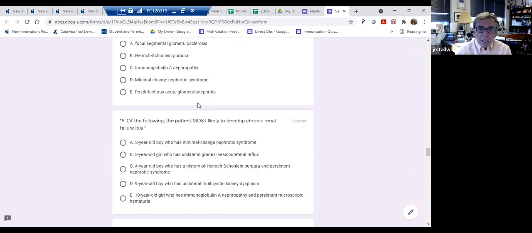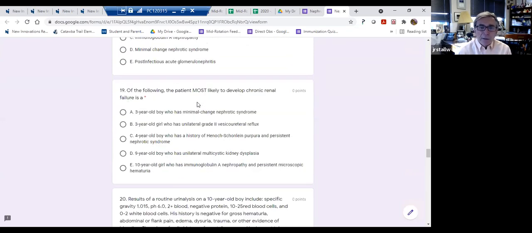19. Of the following, the patient most likely to develop chronic renal failure. Well, this is database, you either know it or you don't. But, you know, HSP that's persistently nephrotic, that's a bad sign. Because HSP should go away. They may have a little microhematuria, but it ought to go away with treatment or with time. When they become persistent in their nephrosis, that's your bad boy. Unilateral cystic kidney, most of you got this, so we won't spend any time.